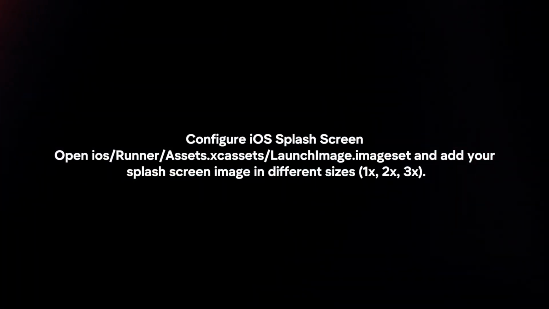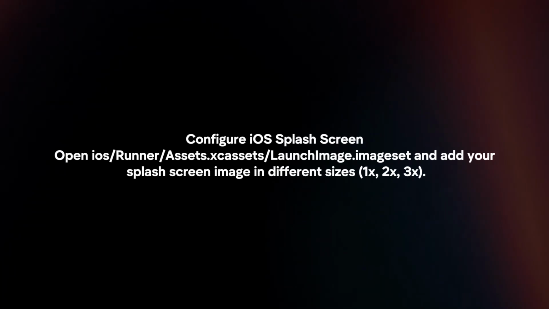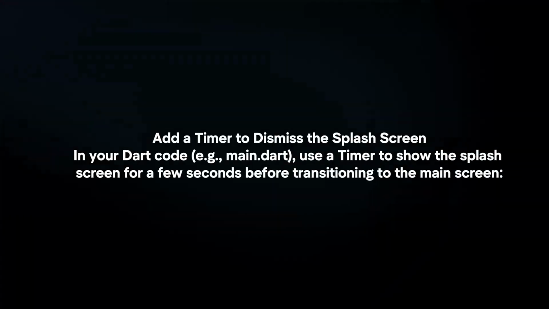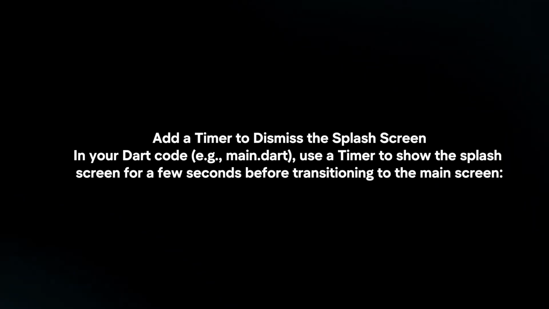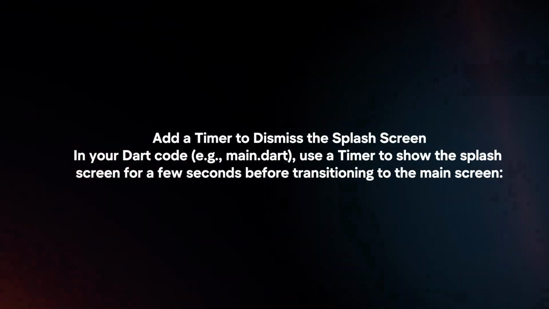Configure iOS splash screen. Open LaunchImage.imageset and add your splash screen image in different sizes. Add a timer to dismiss the splash screen. In your Dart code, use a timer to show the splash screen for a few seconds before transitioning to the main screen.